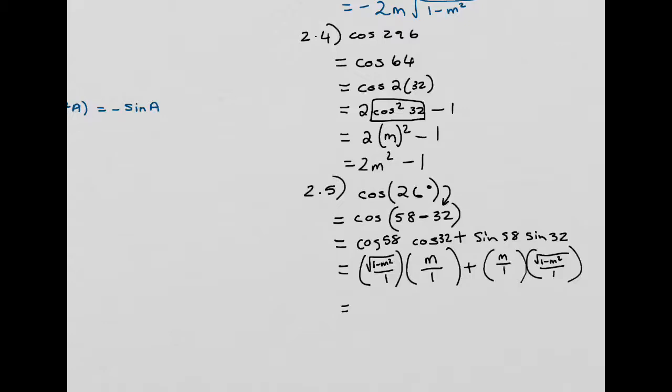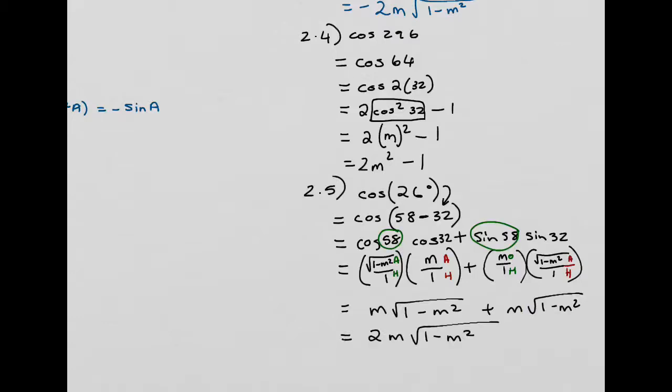So from your 58, you're going to go adjacent over hypotenuse, and then from your 58 with the sine, you're going to go opposite over hypotenuse. Then you're going to do the same thing with cos 32. So from 32, you're going to go adjacent over hypotenuse, or you can use the question, which said cos 32 is m, and sine 32 is adjacent over hypotenuse from 32.